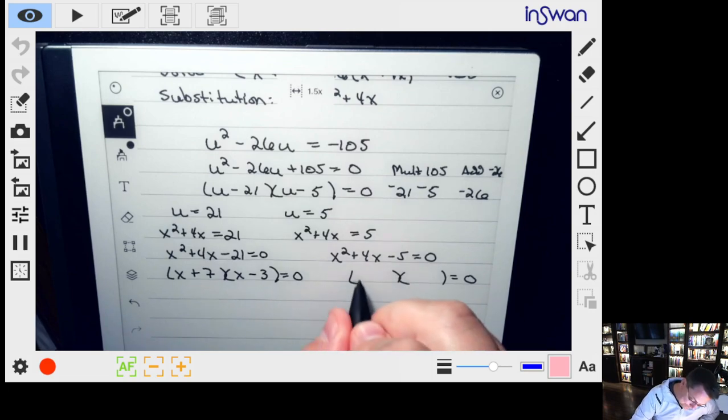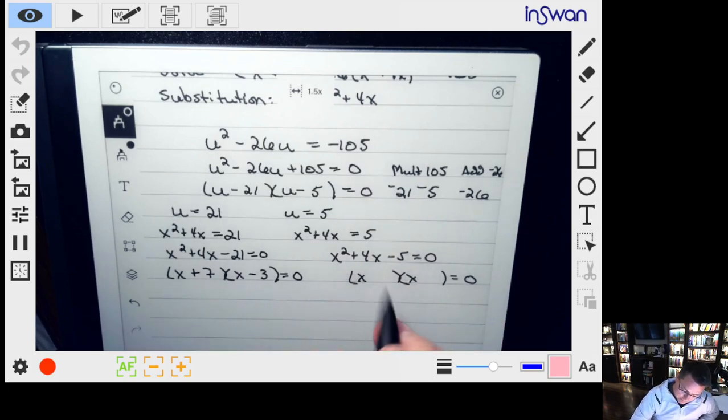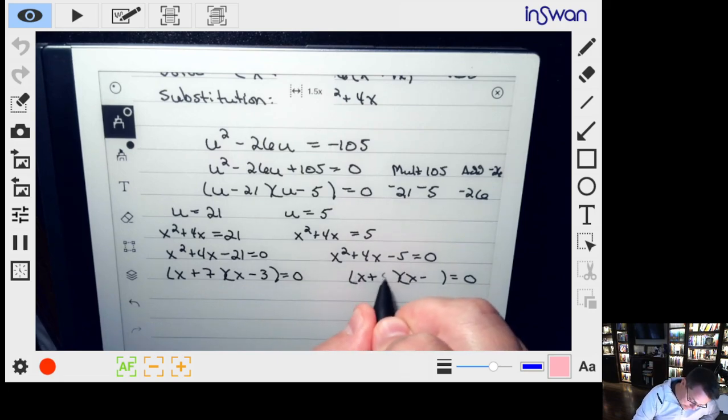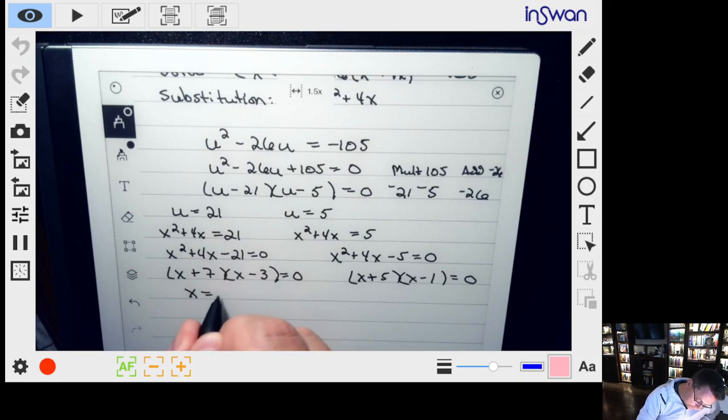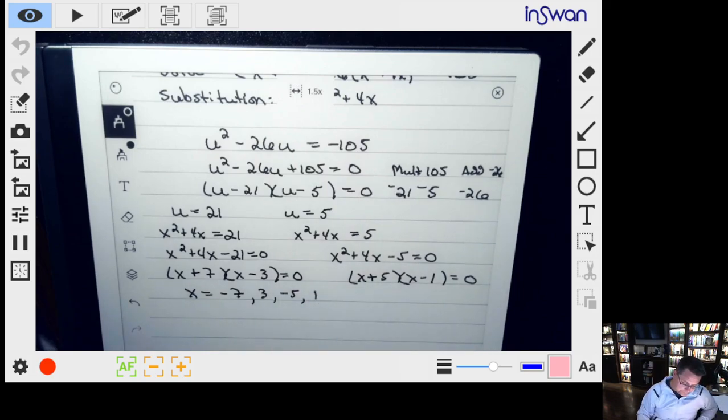Now back here, so that was nice. Here, again, positive and negative because the back term's negative. And I need to get 4. So it looks like I'm going to have to use a 5 and a 1. And it looks like the 5 is going to have to be positive. And sure enough, if you FOIL this, that'll multiply out to give me this. So what do I get for answers? Well, I get x equals -7, positive 3 from the first one, -5, positive 1 from the second one.